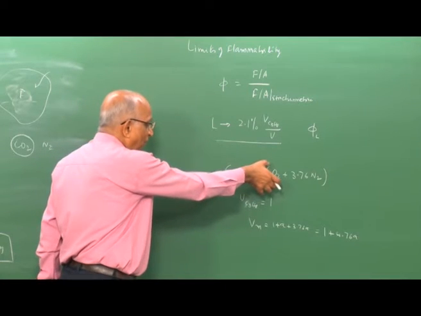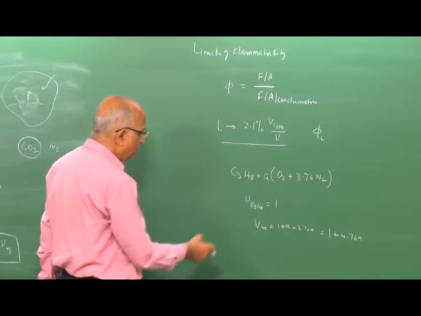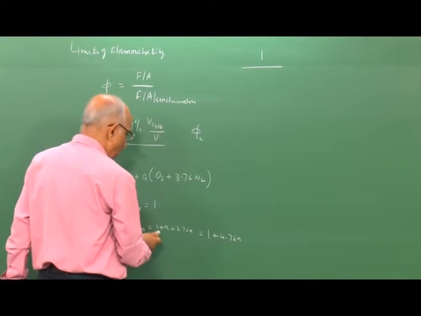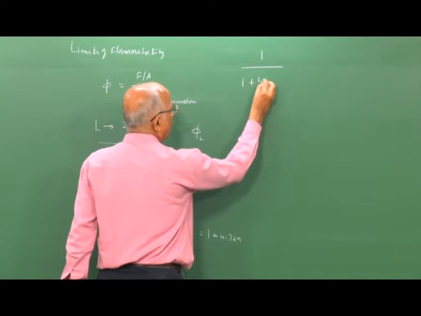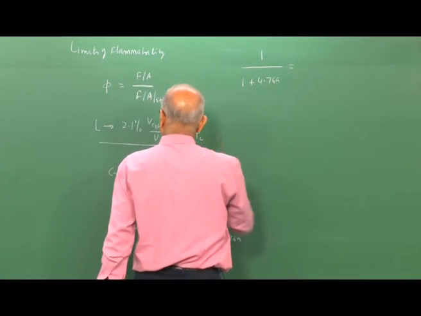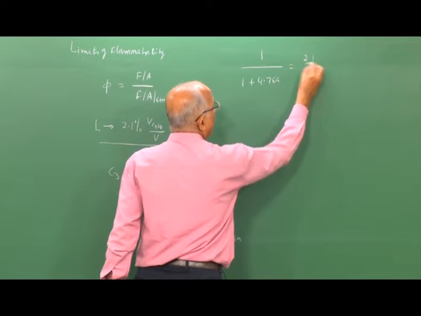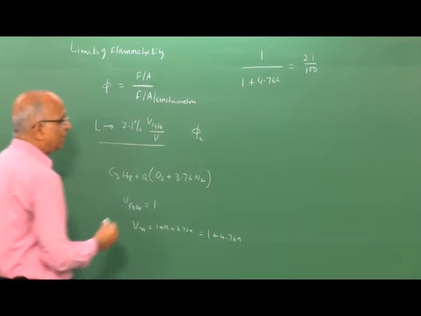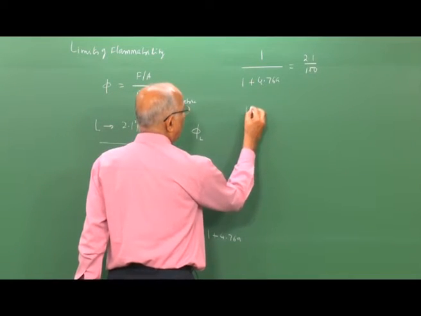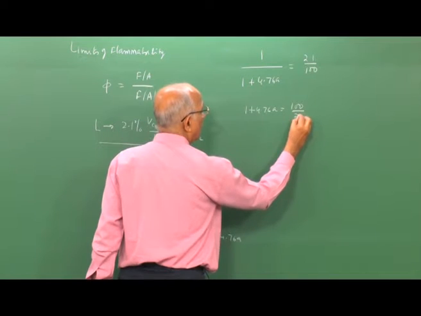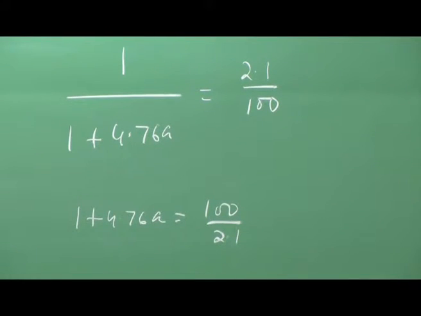Therefore, what is the value in terms of volume by volume? It is equal to 1 over 1 plus 4.76 A, where the volume of propane is 1 and the volume of the mixture is 1 plus 4.76 A. This volume of propane divided by the volume of the mixture is equal to 2.1 divided by 100. This is the value. And now I solve for A from this equation, and what do I get? I get 1 plus 4.76 A is equal to 100 by 2.1, and I will just give you the result if I simplify it.